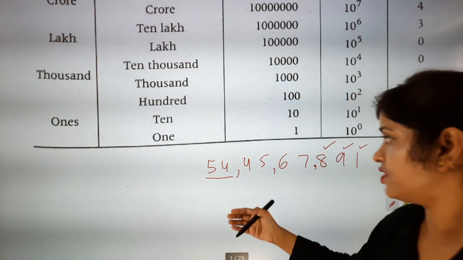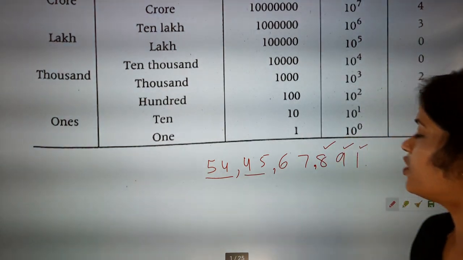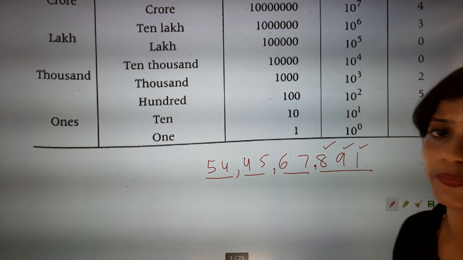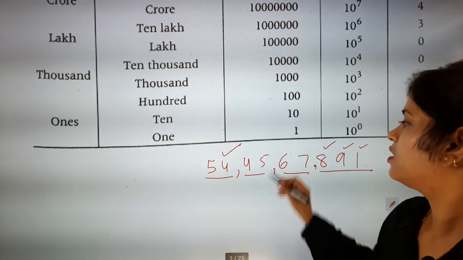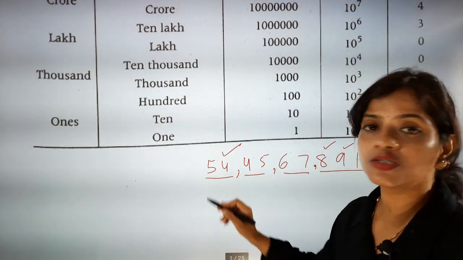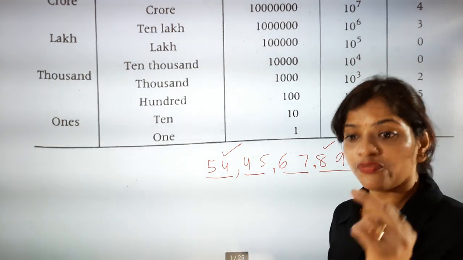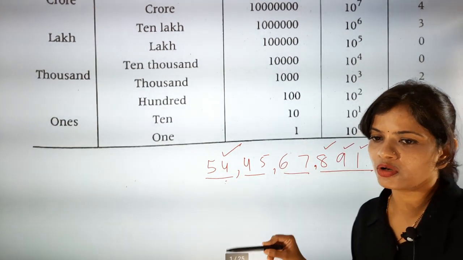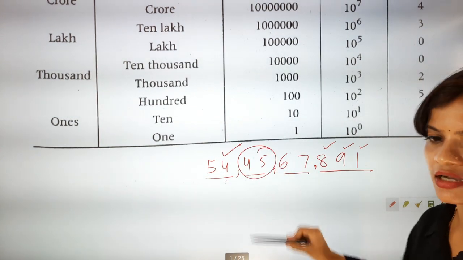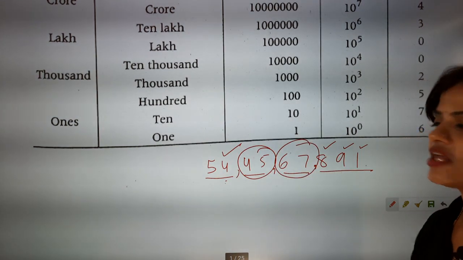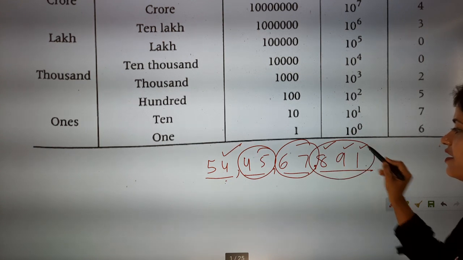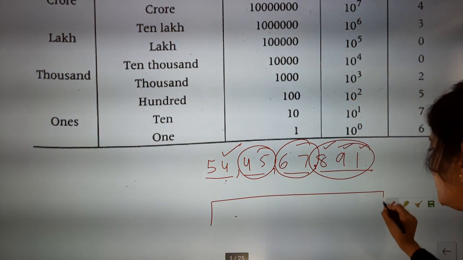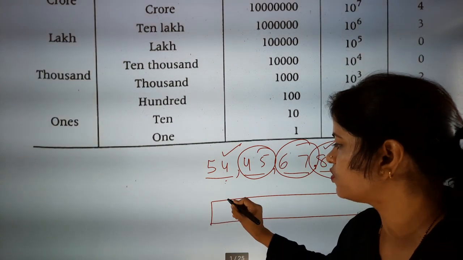How are we going to read it? As 54 crore 45 lakh 67,891. 54 crore, because 5 is in the tens place, so we read it as 54 crore. 54 crore 45 lakh 67,891. If you create this box, it will clear many doubts.